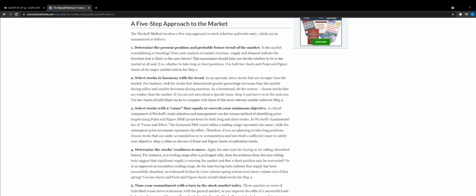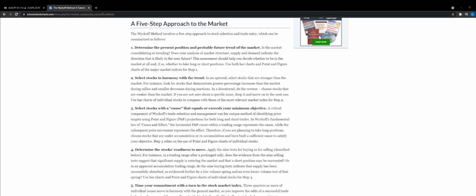So Wyckoff also developed the 5-step approach to the market, as we know, and that is based on his many principles and techniques. And in short, that just essentially means that this approach may be seen as a way to put his teachings into practice. Okay, and yeah, so let's jump into it.